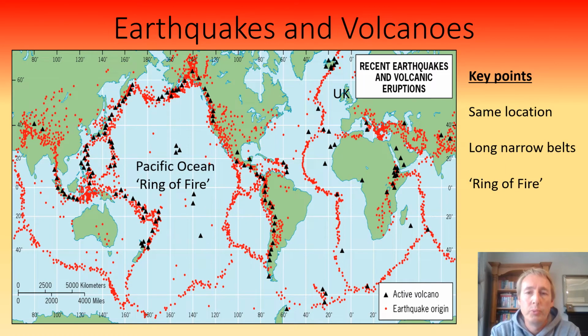This map shows where earthquakes and volcanoes occur in the world, and you should be able to see that there's a pattern. Earthquakes and volcanoes occur in the same places, and they occur in what we call long narrow belts or long narrow lines. And if you go back to the previous slide, you should be able to see that this location matches the plate boundaries, or the edge of the plates where two tectonic plates meet. I've marked on the map where the UK is. We don't get earthquakes and volcanoes because we are in the middle of a plate.